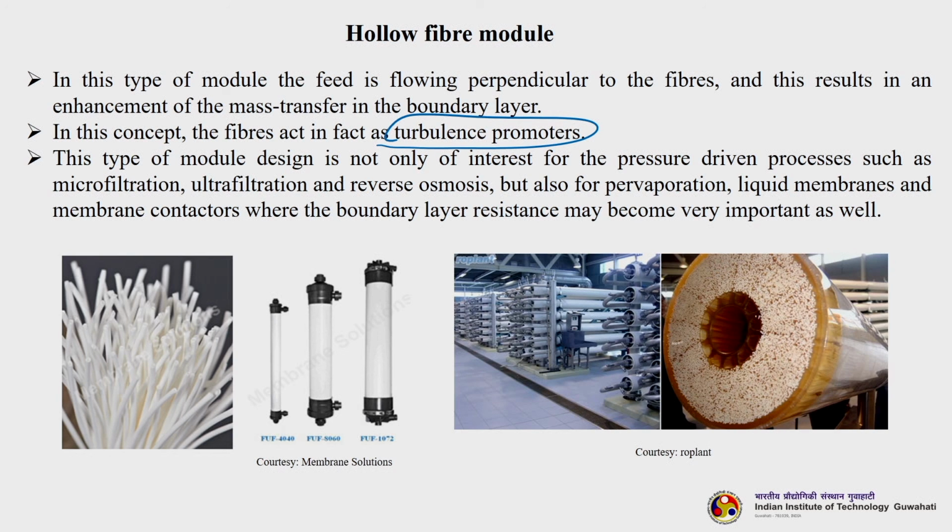You can see these are single hollow fibers. This is one single hollow fiber, and there are so many hollow fibers. They are joined together and form a module, and the module looks like this. There are different types of systems a company makes in its membrane solutions, and here you can see this is the plant. In this plant you can see one such tube. Here you can see how lakhs and lakhs of hollow fibers are fused together.